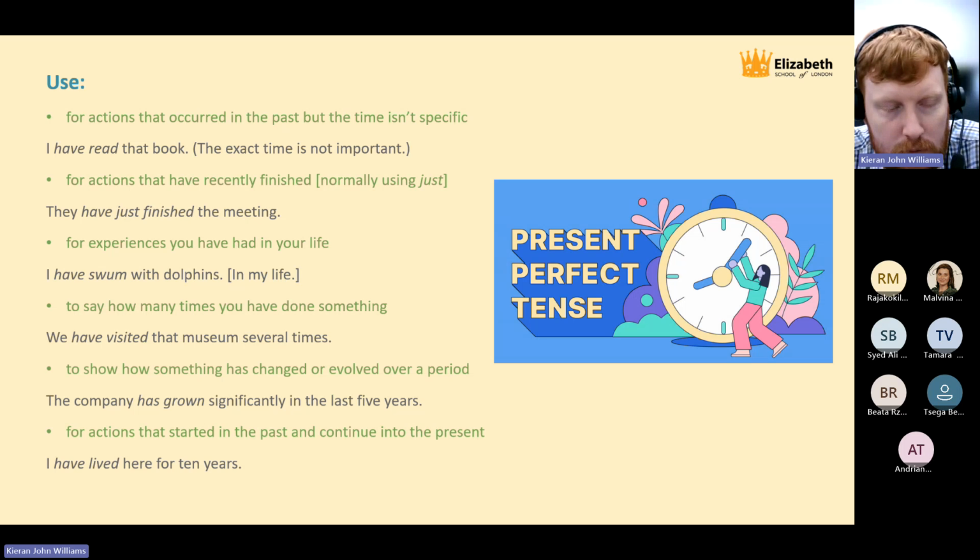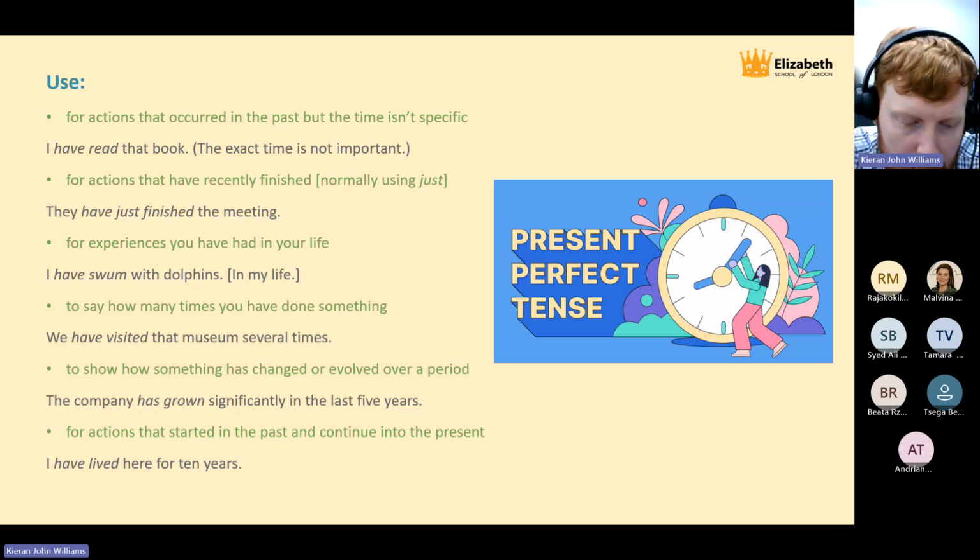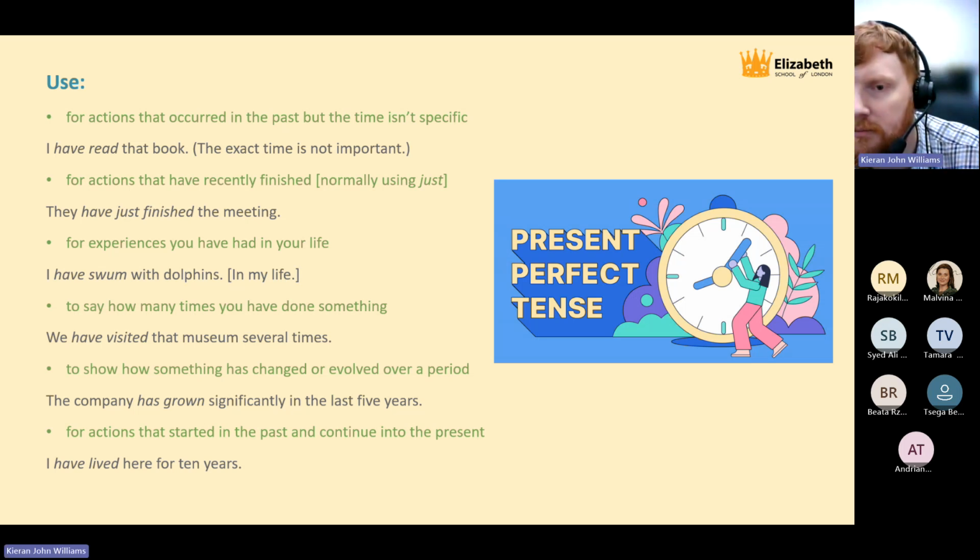Okay. It can also be for experiences which you have had in your life. Okay. So it can be kind of fun or memorable or exciting experiences you had in your life, and you're trying to tell it to other people. So I have swum with dolphins. I have parachuted. I have skied in the mountains. Okay. You would use present perfect for this situation.